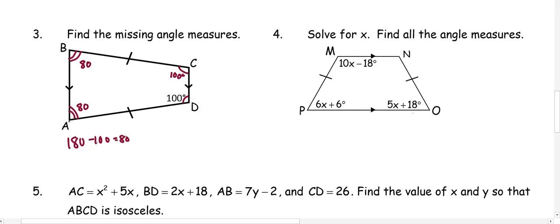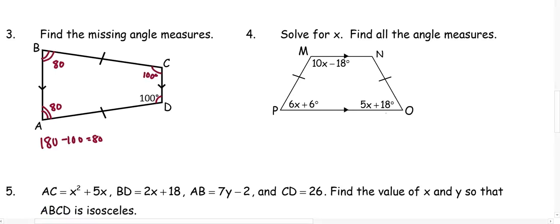Number 4, solve for x and then find all the angle measures. So this is an isosceles trapezoid because MP and NO are marked congruent, which means my base angles are congruent. So M is congruent to N and P is congruent to O. So to solve for x, I could use supplementary with M and P, or because I know it's isosceles, I can just set the base angles congruent.